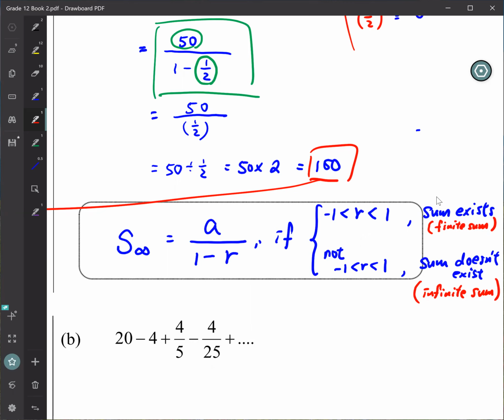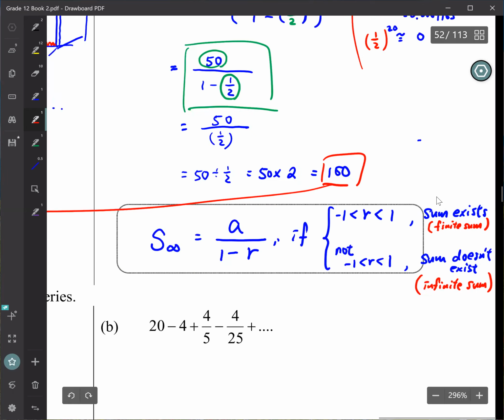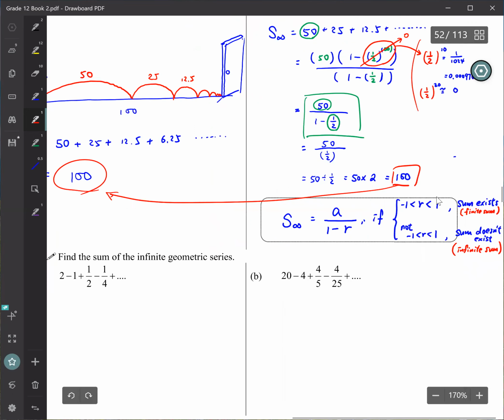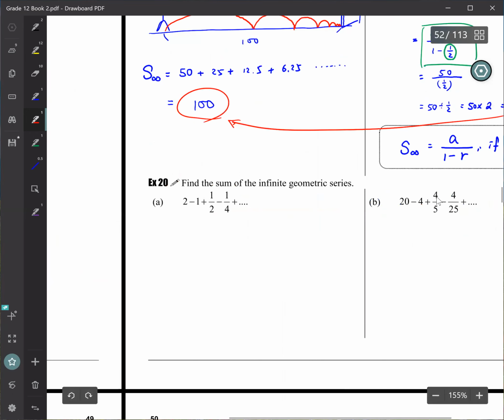So if you found out that the ratio is not in between, then your answer is simply undefined. Or you can say the sum doesn't exist. Okay, so make sure you check that before you plug a number in. All right, so let's try a question down here.